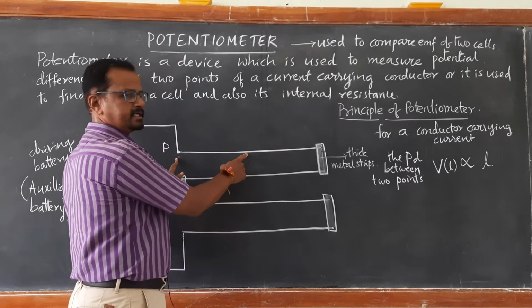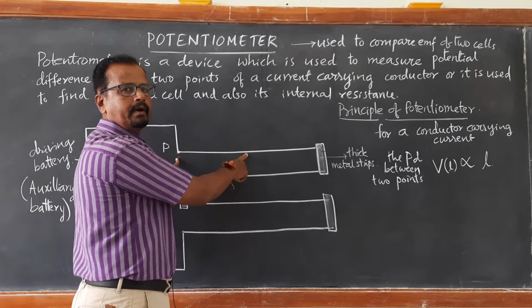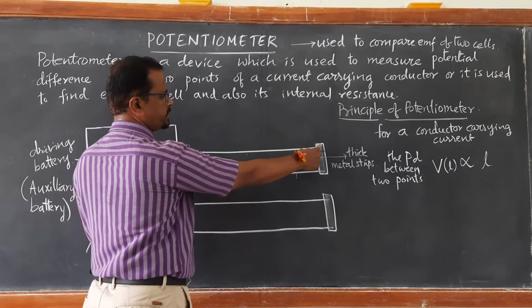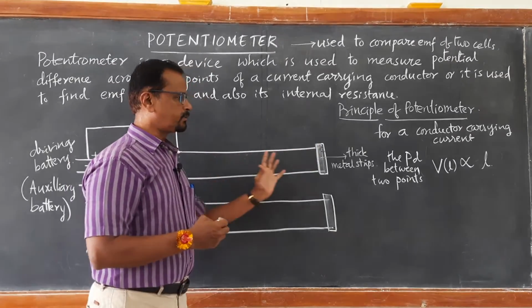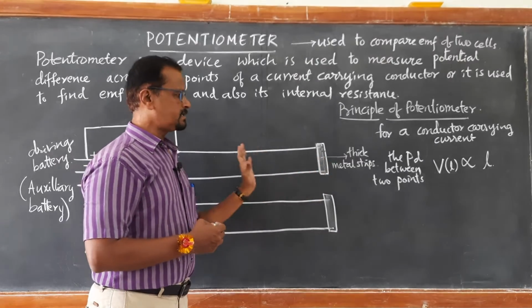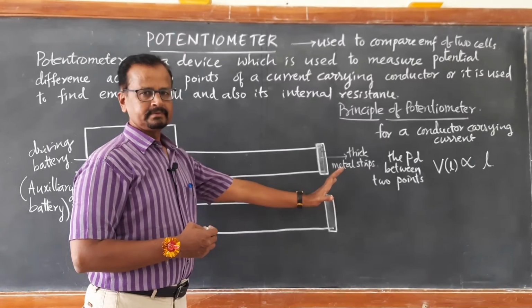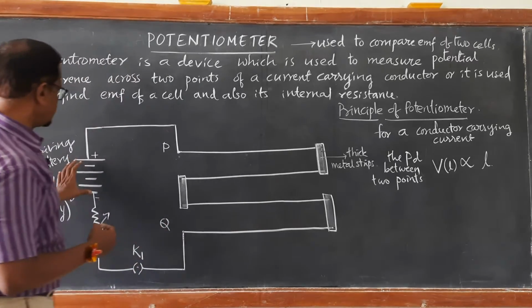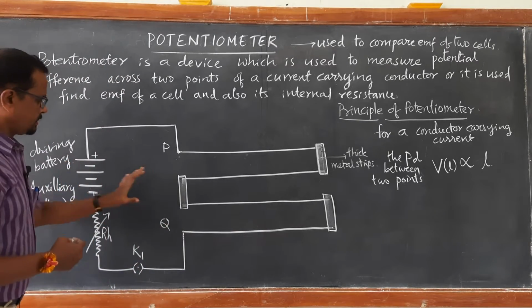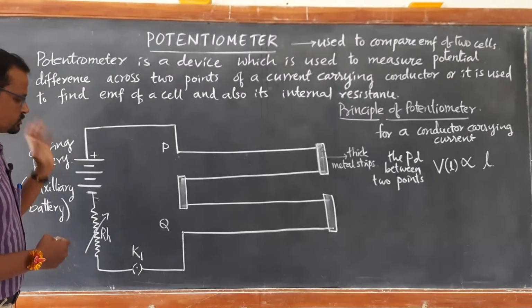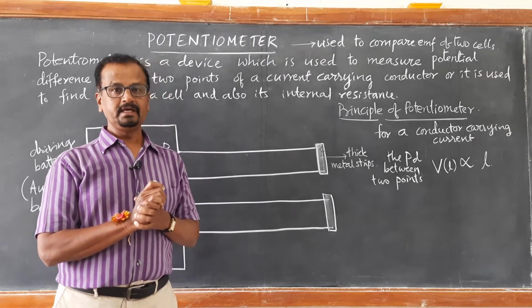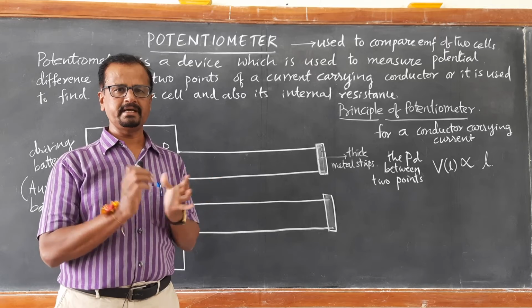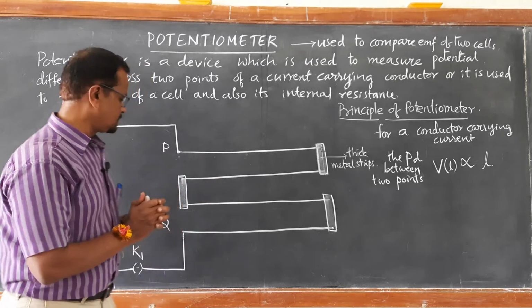If we take 50 centimeter, it will have one value of potential difference. If you take 100 centimeter, potential difference increases. So, the potential drop increases as length increases. Right? Suppose we have connected a 6-volt battery here. Let us think that this 6-volt battery has negligible internal resistance.